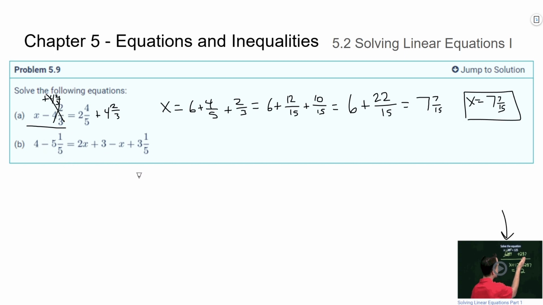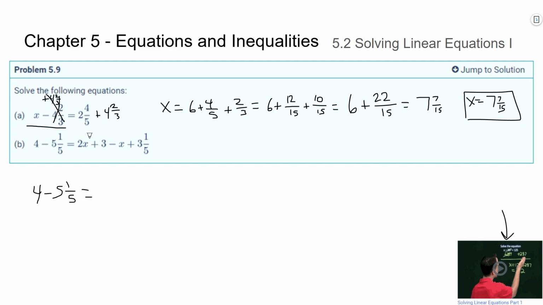Okay, so now this next one right here. All right, so this one looks a little bit messy. And I think in order to solve this one as easily as we can, we should simplify this a little bit more. So 4 minus 5 1/5, that seems fairly simplified. We could simplify it more if we wanted to convert to fractions, but for right now, let's go ahead and leave this side as is.